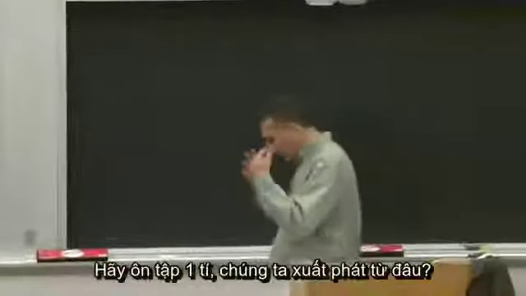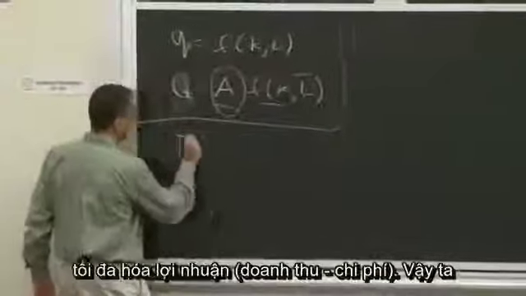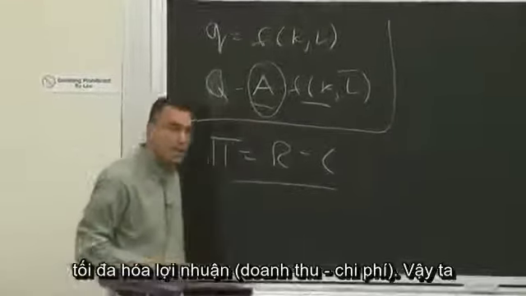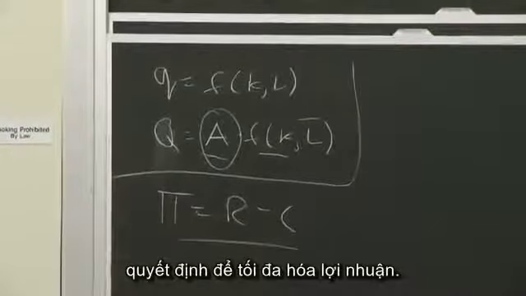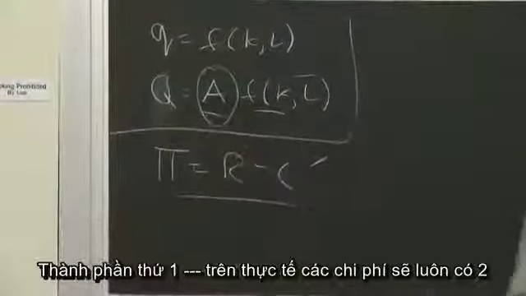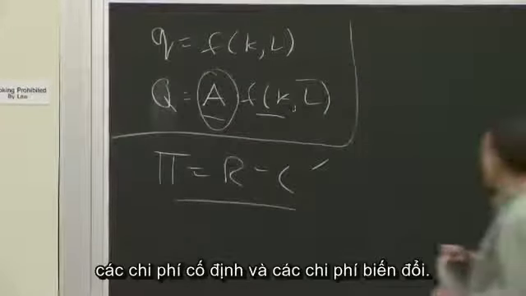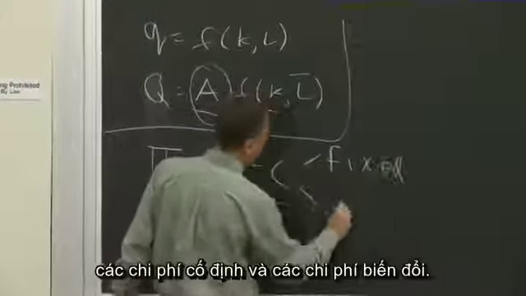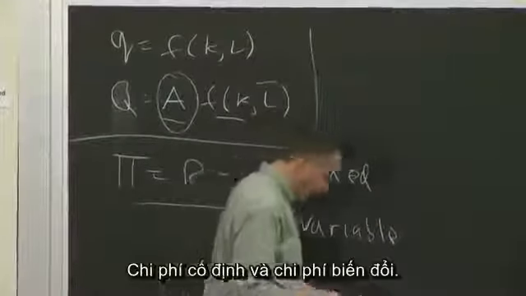Once again, let's back up. Where are we coming from? I talked about what the firm's decision is. The firm has to maximize profits, which is revenues minus costs. So we have to ask what costs are if we're going to make this profit-maximizing decision. Costs are going to have really two major components: fixed costs and variable costs.